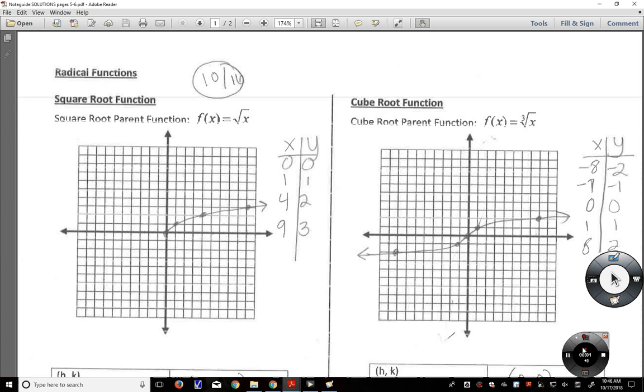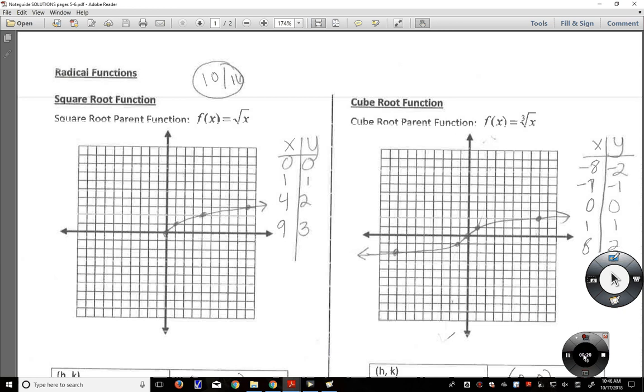Any questions? So first, the parent functions that you had for the graphs. Is everybody okay with the general shape for square root and cube root? Okay, so we should kind of remember these. Try not to mix up your cube root with your cubic. Remember, a cube root is very flat. It takes so long for it to grow.